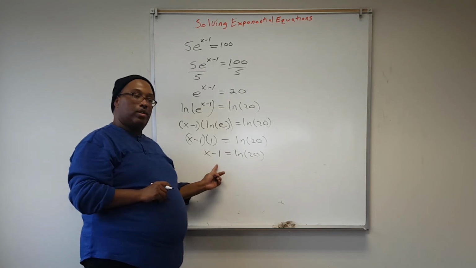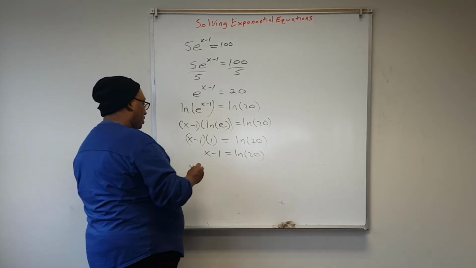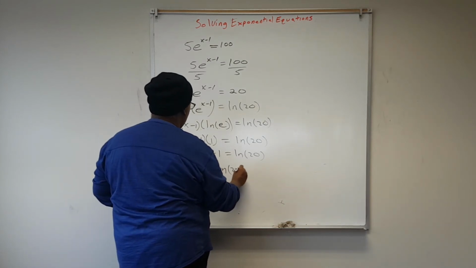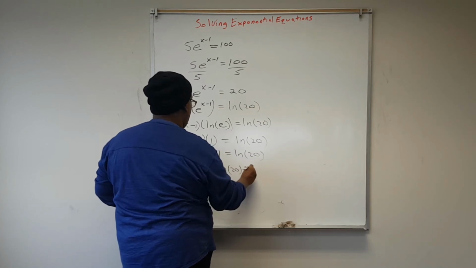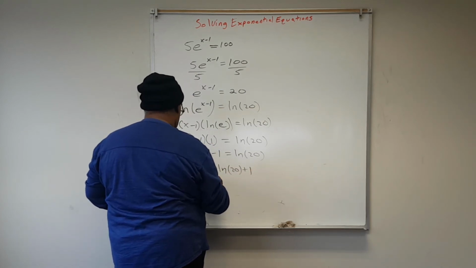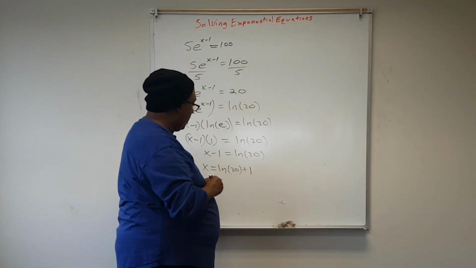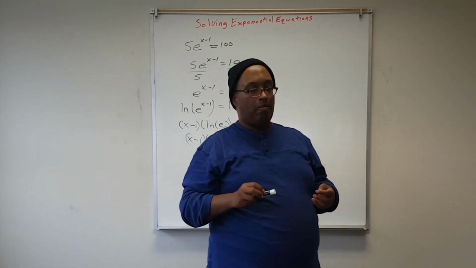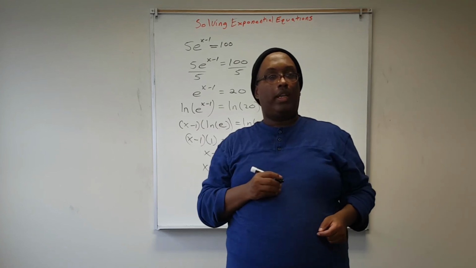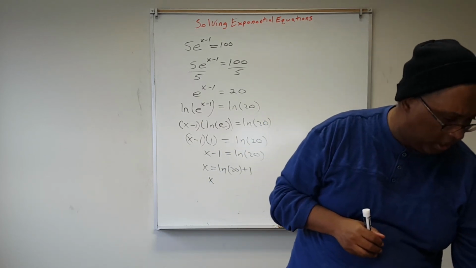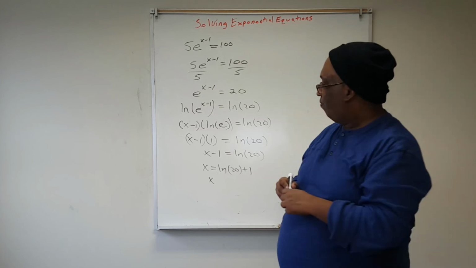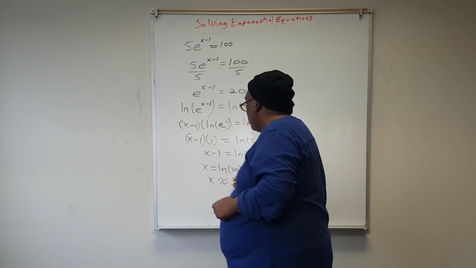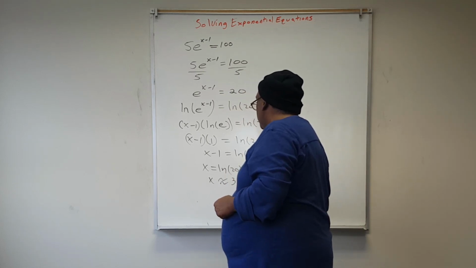We want to solve for x, so we need to move the 1 over. x equals the natural log of 20 minus 1 actually becomes plus 1. So now we can find the answer, and we're going to have to use the calculator for the natural log function. We plug it into a calculator real quick, and let me just see what we get. We get approximately, final answer, 3.996.